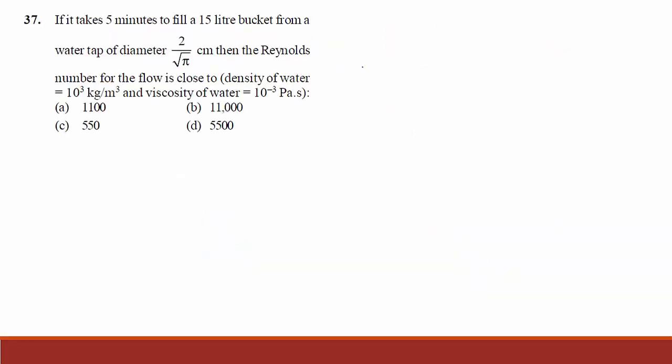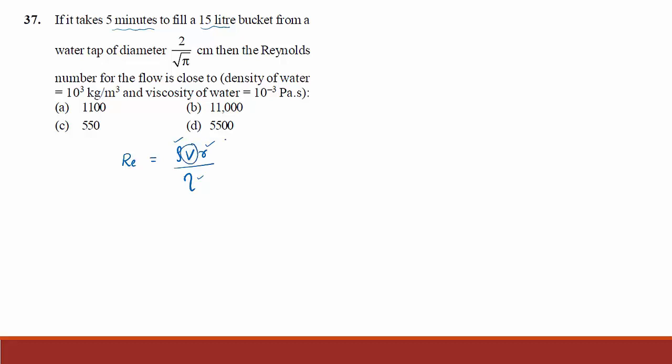Option B is right. If it takes 5 minutes to fill a 15-liter bucket from a water tap of diameter 2 divided by root pi centimeter, then the Reynolds number for the flow is close to. Density of water and viscosity of water is given. See here, Reynolds number is directly given by the equation Re equal to rho into velocity into radius divided by viscosity eta. This equation we can use here. Rho is given and viscosity is given. Diameter means easily we can take the radius.